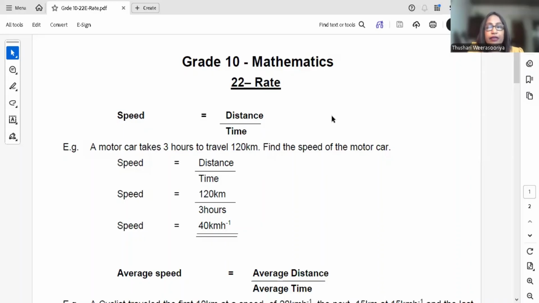Okay. When it comes to rate, we are learning about the speed. Speed equals distance divided by time. Now look at this example.